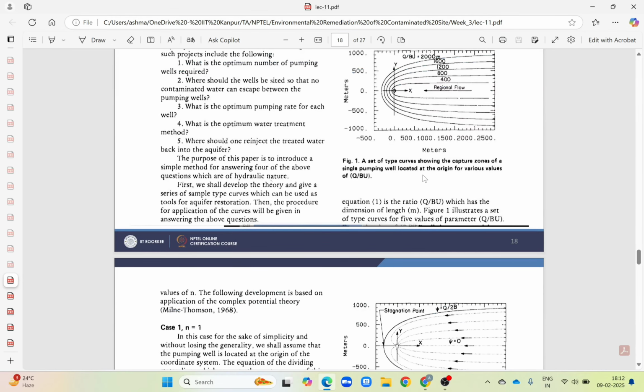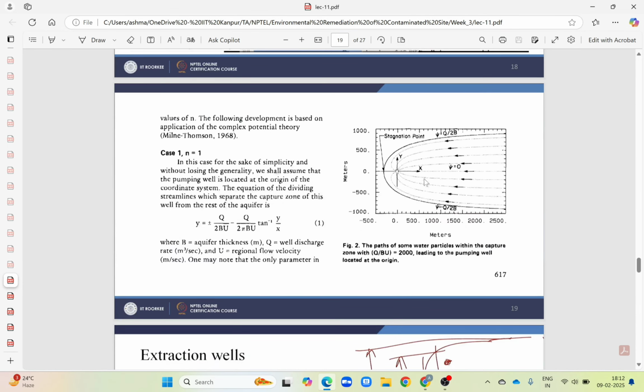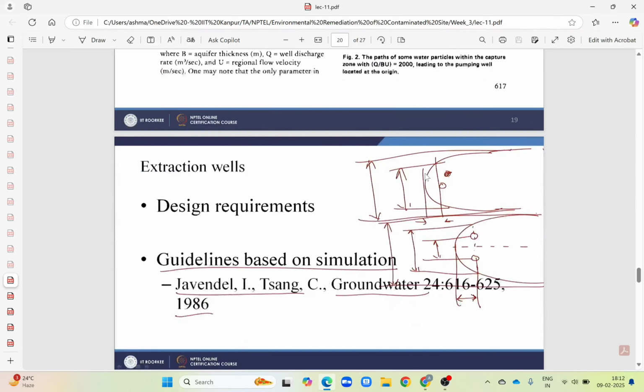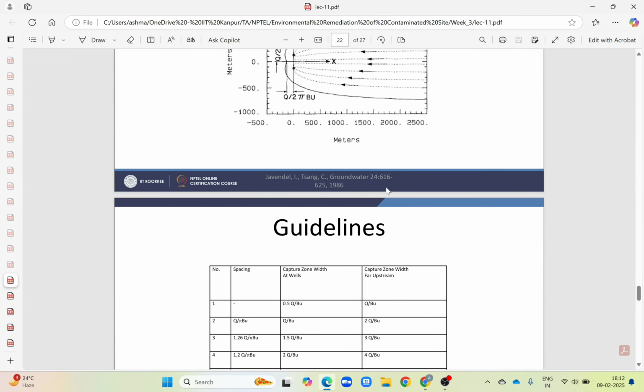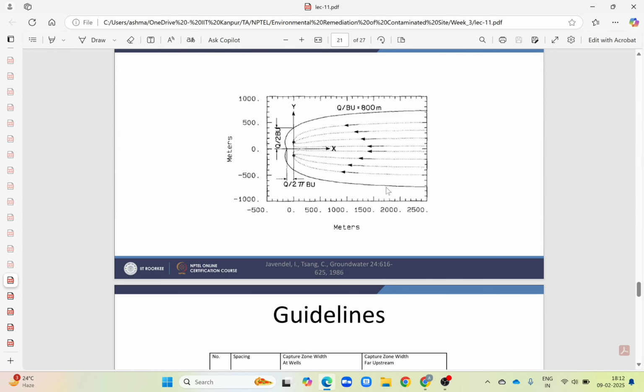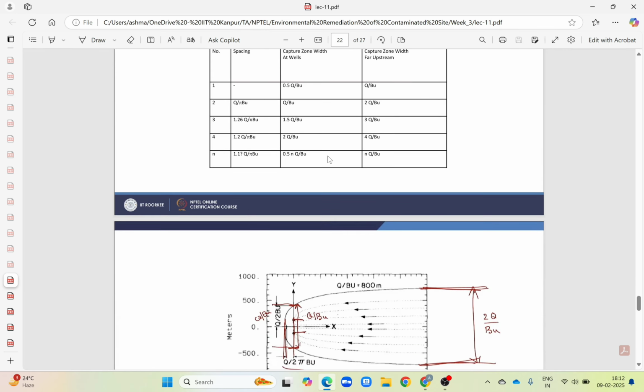So next, the design for the extraction wells was discussed. Based on these designs, we will try to solve a few numericals on extraction well design. Let me show the final. So this is the graph for two wells. It shows the distance between each well and how much water will be taken out on the upstream side and the downstream side of the wells, and so on.